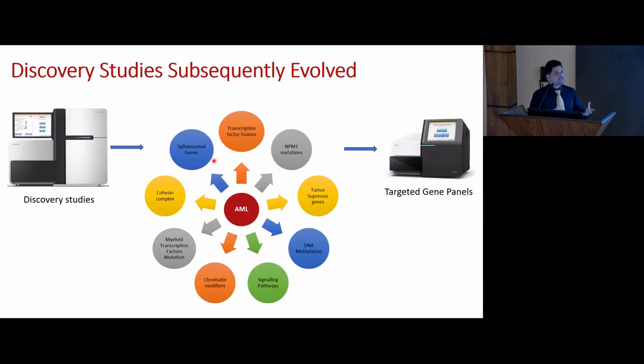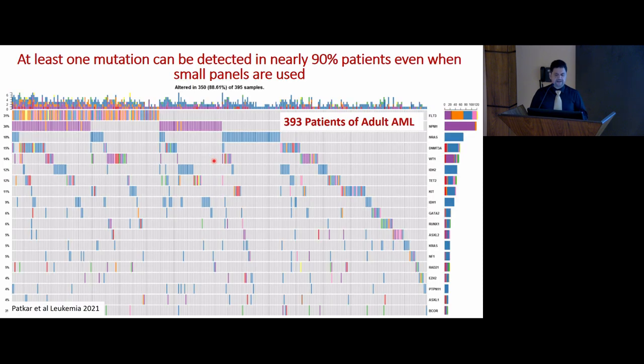From these discovery studies, we understood that it's not just any gene. These genes tend to cluster along genes encoding for pathways: genes encoding for spliceosomal genes, genes encoding for transcription factors, genes encoding for tumor suppressors, genes involved in DNA methylation. That gave rise to this pathway-based medicine, systems biology approach, and we now just focus on those genes to make them targeted panels.